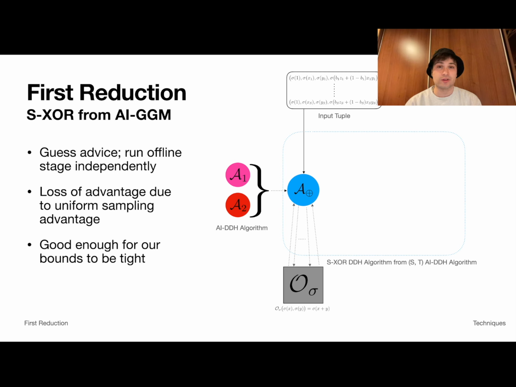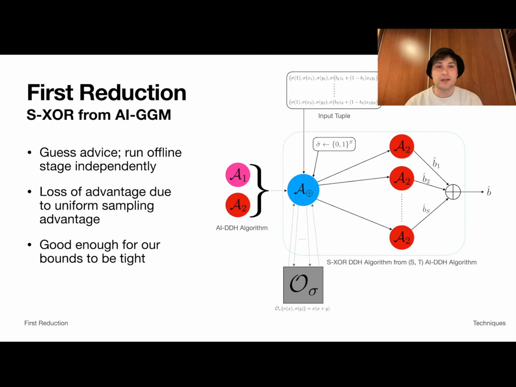Now, what this algorithm is actually going to do is relatively simple. First, it is going to randomly sample an advice string. Clearly, with probability 1 over 2 to the S, this value would match the value output by A1, the offline preprocessing algorithm that we're given access to. Then we pass each of the S independent instances along with the guessed advice string to A2 and have it run as if it were given the output of A1. Finally, we output the XOR of all the bits output by each of the independent instances of A2.